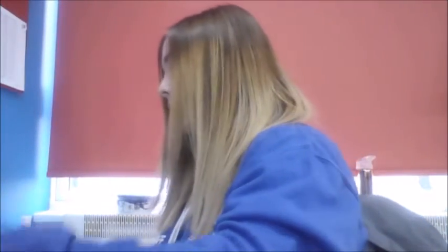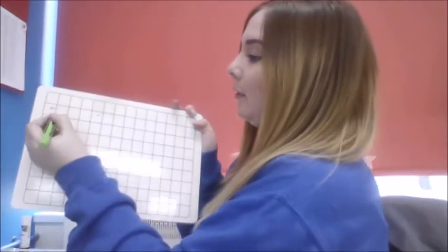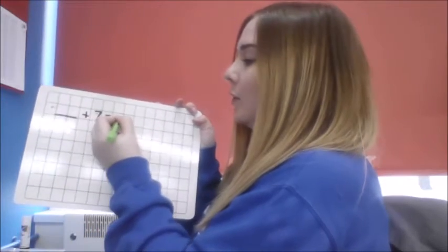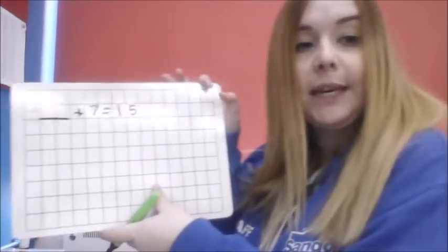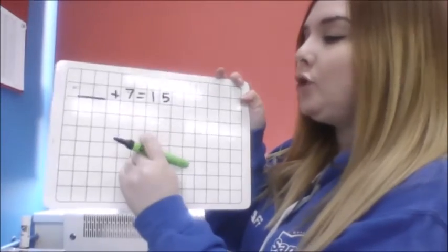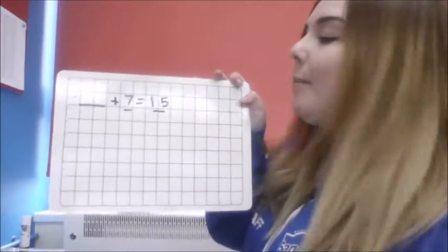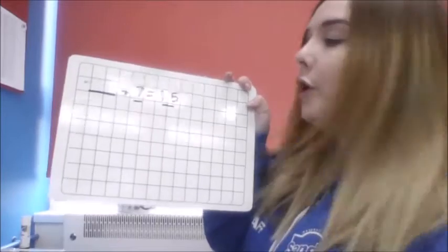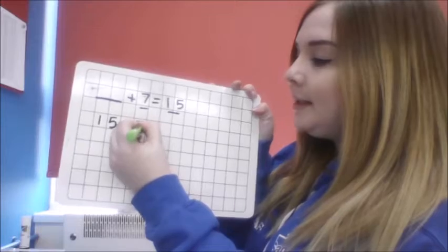So I'm just going to write it on my whiteboard. So we've got something add 7 equals 15. So the total is 15. So what we're going to do is we're going to do the inverse. So we're going to use these 2 numbers and we're going to take them away. Now remember, whenever we're taking away, we've got to put our biggest number first. So 15 take away 7.